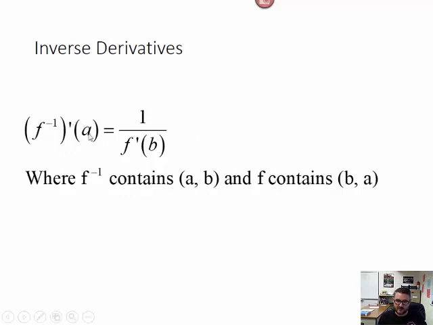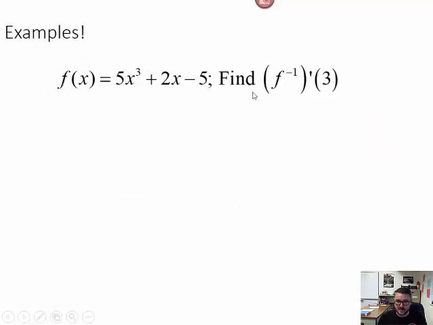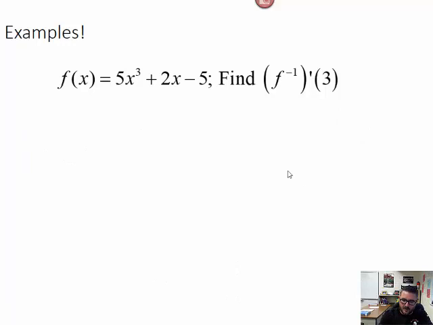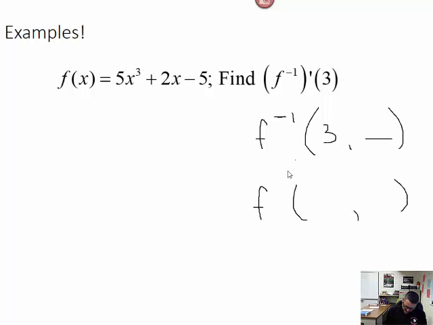The inverse's derivative of A is equal to 1 over the derivative of B. And here are our steps to solve it. I recommend that you write this down this way every time. Let me clear all this as you go about solving it. If this is the inverse, they're saying plug in 3, and what do you get? In the original function, that's the output for f.